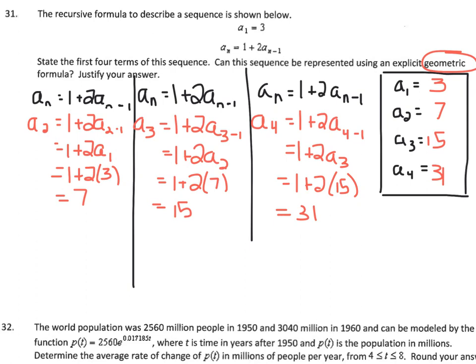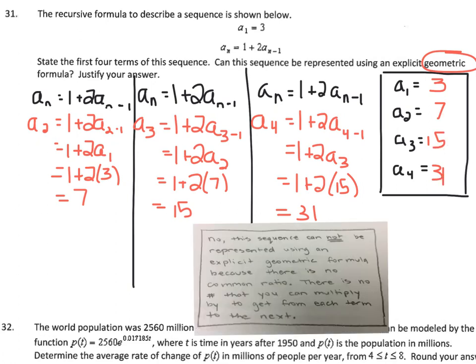Even if you look at the answers, there's no consistent number that you're multiplying each of these by to get from one term to the next. I just put it out in words right here. I said, no, this sequence cannot be represented using an explicit geometric formula because there's no common ratio. There is no number that you can multiply by to get from each term to the next term. So the answer to that is no.